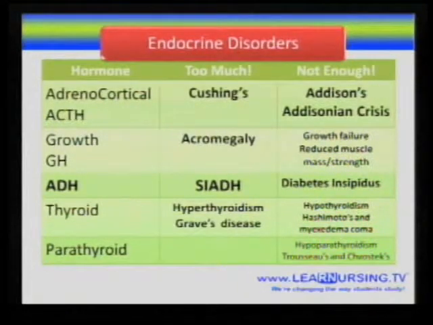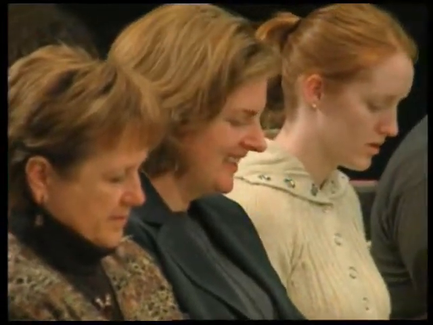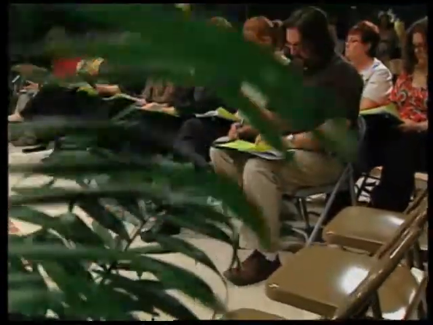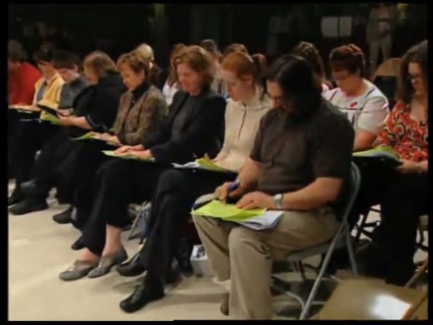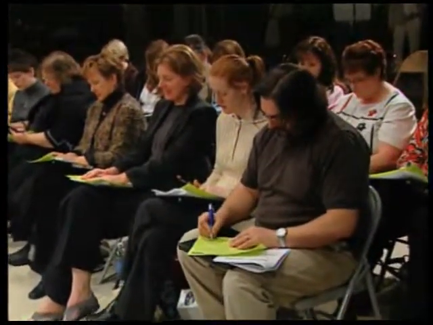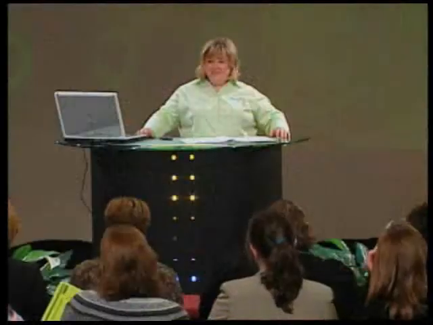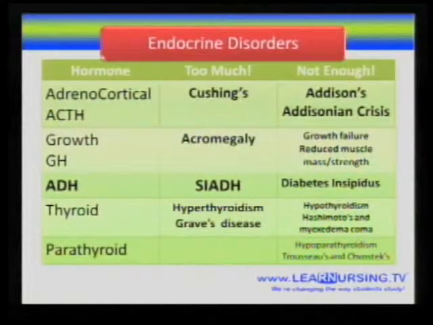Okay, now, before we go on, what I want you to do is cover up the column that says too much, not enough, and see if you can walk through what we've already done. Okay, now are you impressed with yourself? Pretty amazing, yeah. And if you keep reviewing it, you will own it. It will be yours, I promise. So, anybody want to guess what we're going to talk about next?